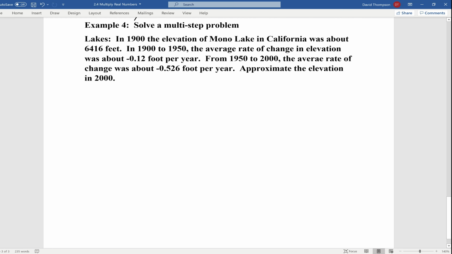And example 4, solve a multi-step problem, a lake problem. In 1900, the elevation of Mono Lake in California was about 6,416 feet. From 1900 to 1950, the average rate of change in elevation was about negative 0.2 feet per year. From 1950 to 2000, the average rate of change was about negative 0.526 feet per year. Approximate the elevation in 2000.